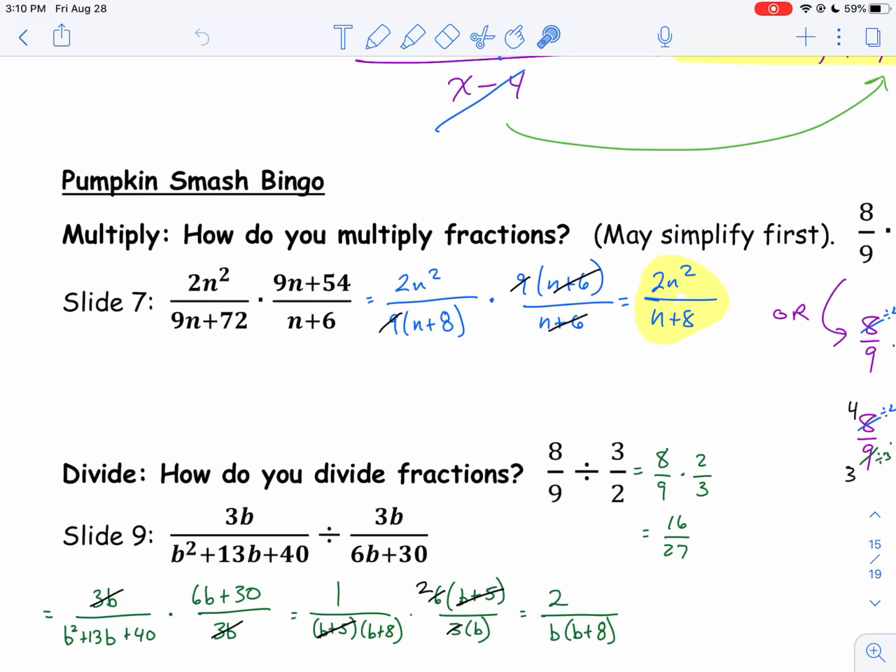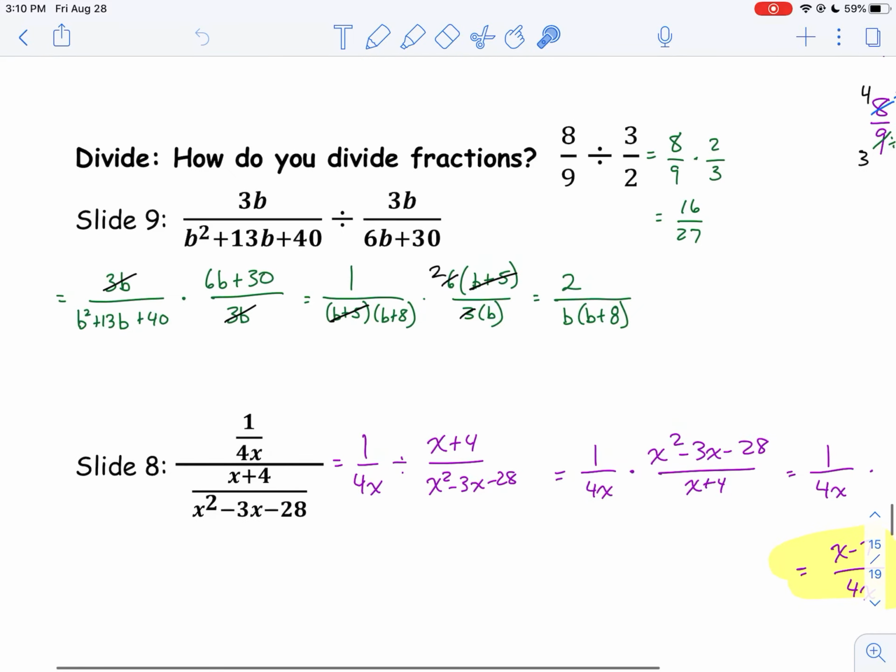And so you can see here, there's a 9 that we can divide out of each of these terms. So I did that. And there's a 9 here. So I divided that out. You can now see we can take 9 divided by 9 as 1, n plus 6 divided by n plus 6 is 1. We're left with 2n squared over n plus 8. That's multiplying fractions. Dividing fractions is actually fairly similar.